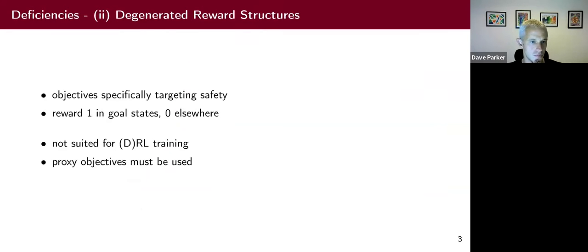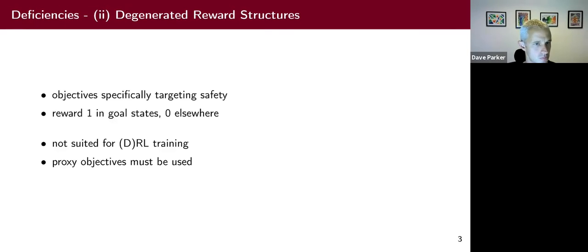The second deficiency we address is the usage of degenerate reward structures. When it comes to objectives targeting safety, especially the natural objective to maximize the probability of reaching a goal condition, this yields reward 1 in goal states and 0 elsewhere. This extremely sparse reward structure is not suited for DRL learning in large state spaces.